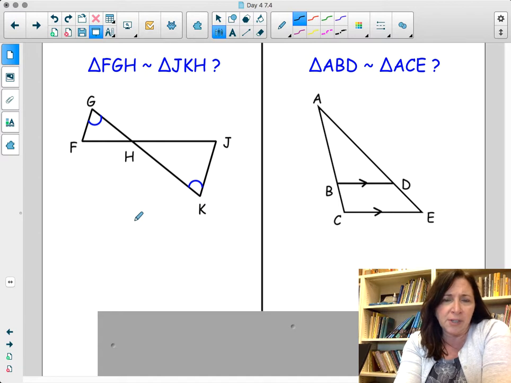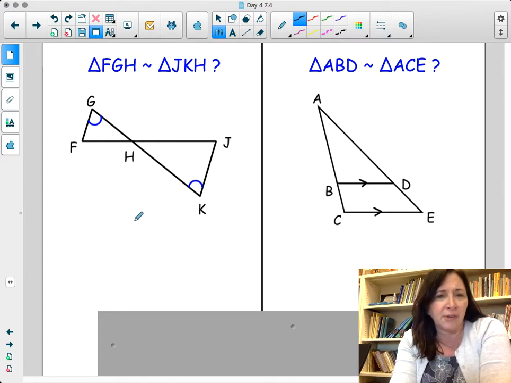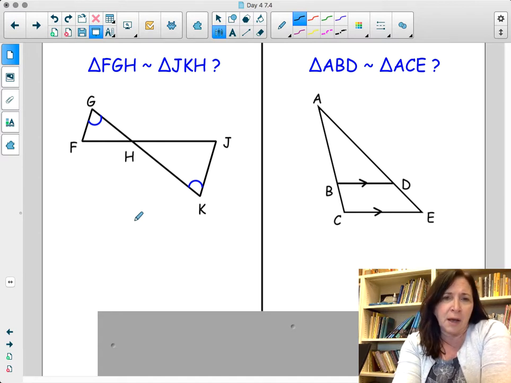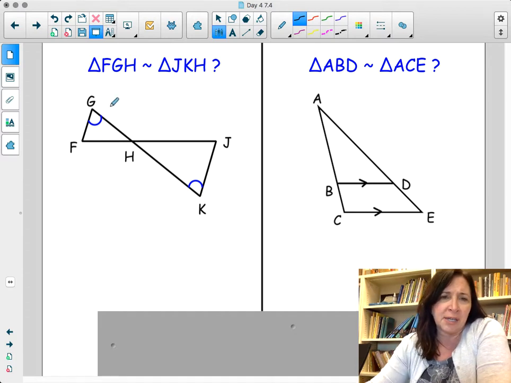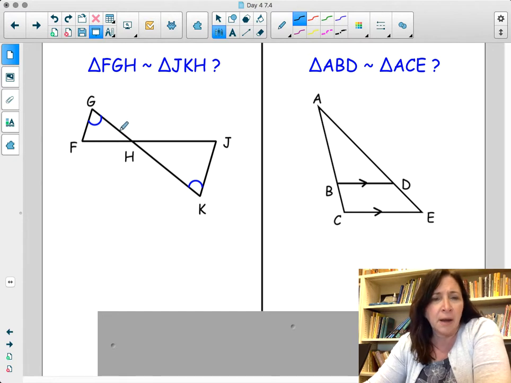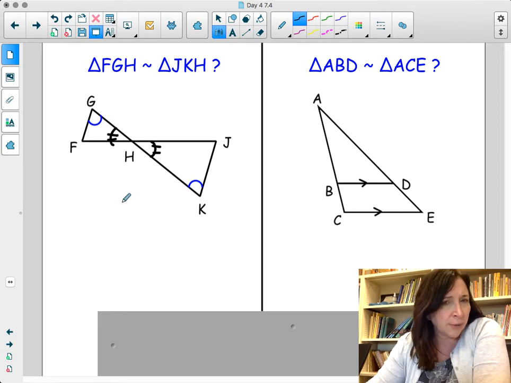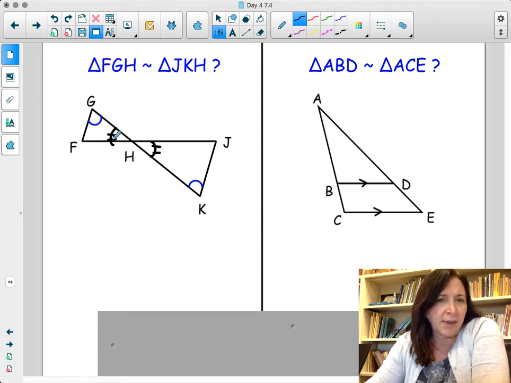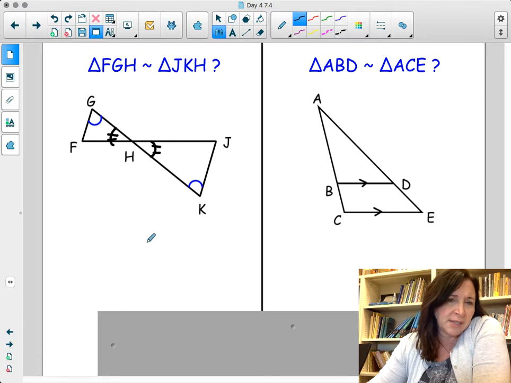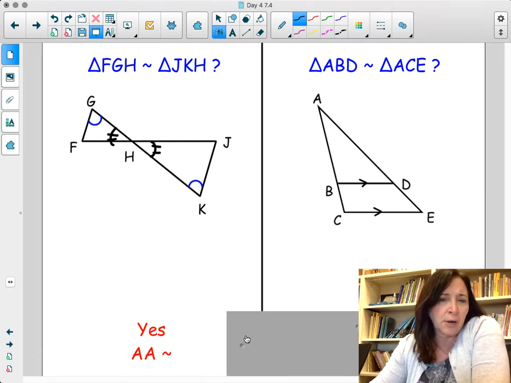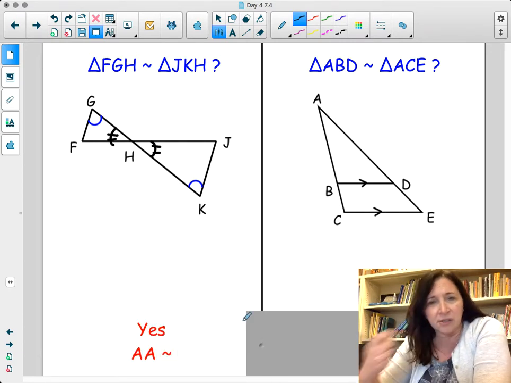So the question here is basically what postulates would prove triangle FGH is similar to triangle JKH. Something that you do know is that this angle here is congruent to this angle by vertical angles being congruent. So you see that you have the angle postulate. This angle is congruent to this angle down here. This angle is congruent to that angle. They are similar based on the angle postulate.